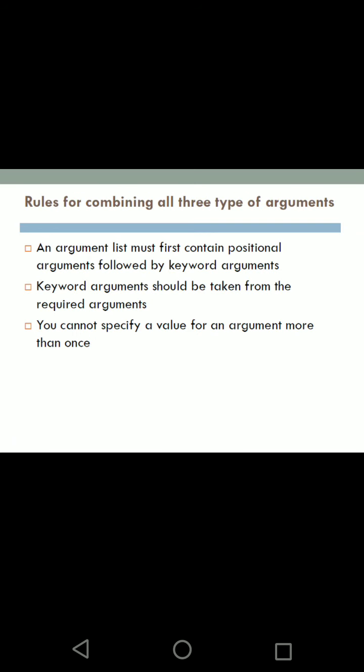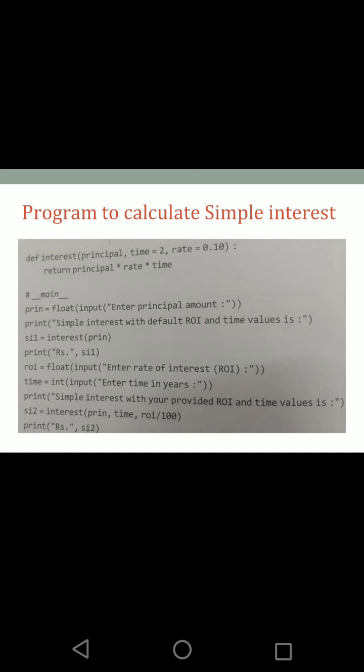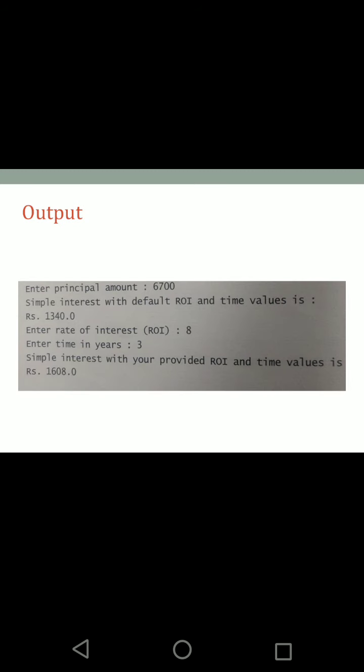And how to combine all the three types of arguments? Actually, you have to follow these rules while you are using all the three types of arguments. An argument list must first contain positional arguments followed by the keyword arguments, and keyword arguments should be taken from the required arguments, and you cannot specify a value for an argument more than once. Here you can see some examples of valid and invalid function calls, and the reasons are also specified. You can go through it. And this is a program to calculate the simple interest, and the output for that program.